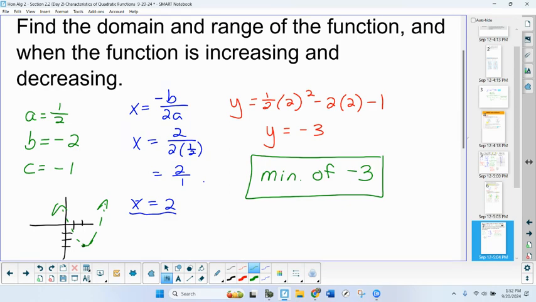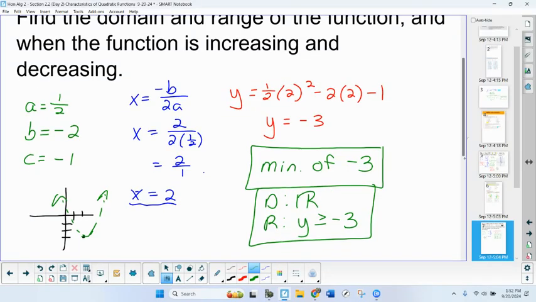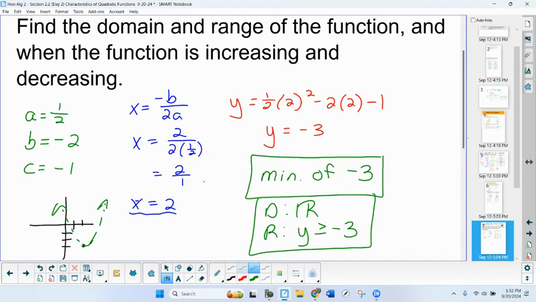So what's the domain, everybody? All real numbers. What's the range? Y is what? Greater than or equal to -3. Are you guys good with domain and range? Now, let's think about the next part.